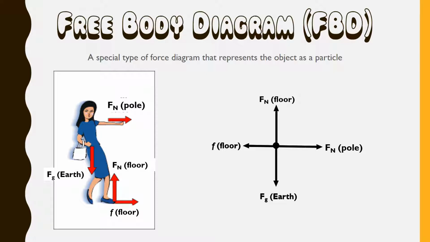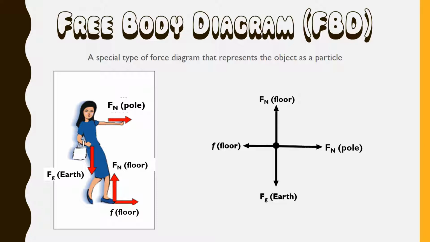And here's an example of a free body diagram that would be showing the same thing. So instead of drawing the woman, we represent the woman by a dot, representing the fact that we're treating her like a particle. And then we have the same 4 forces acting on her, but this time those forces start on the dot and point away from the dot. They have the same direction, and the arrow length is indicative of how large the force actually is.